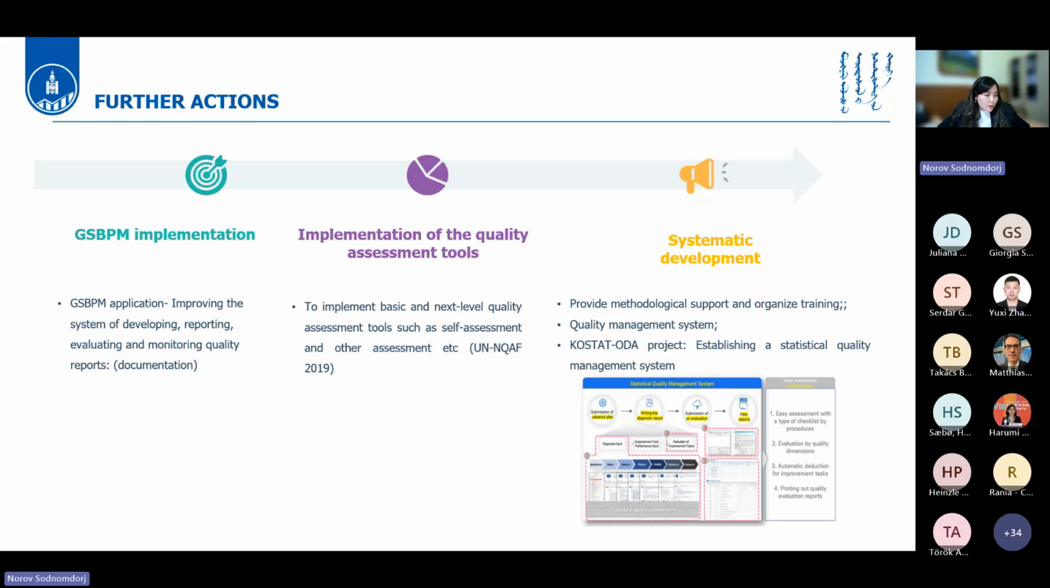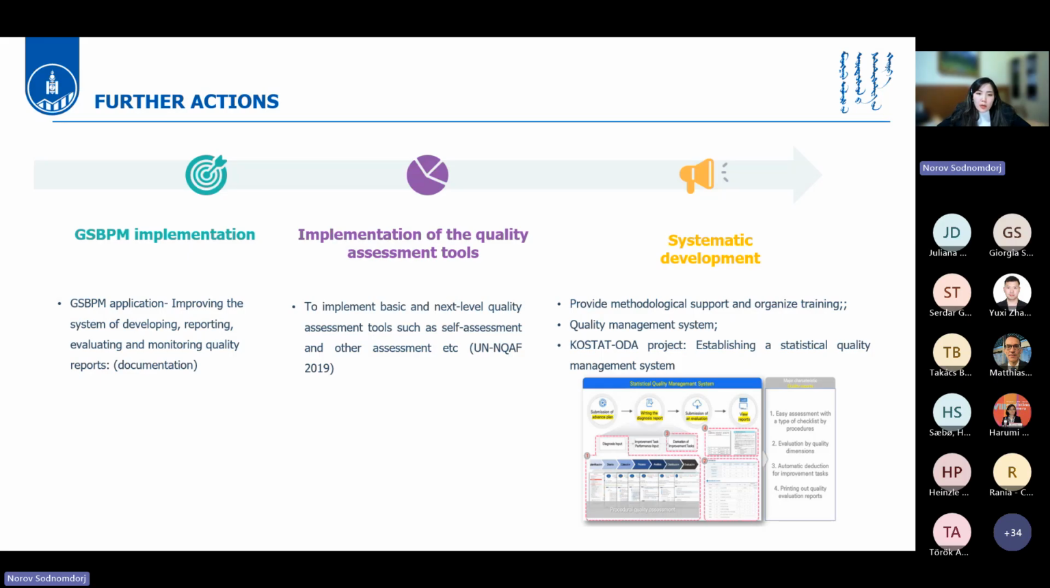And second of all, we would like to expand and also implement our current quality assessment tools according to the NQAF, such as self-assessments or peer reviews and auditings and etc.